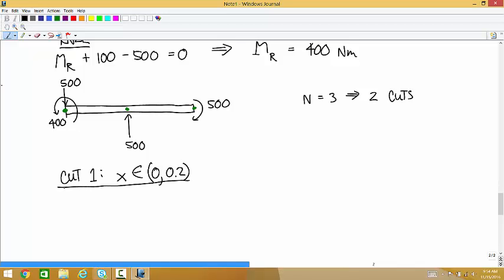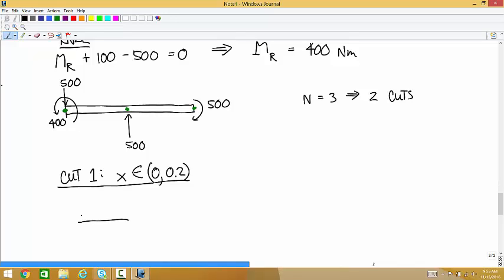But that doesn't mean I'm going to draw a free body diagram that goes from just to the right of 0 to just to the left of 0.2. What it means is I'm going to have a free body diagram that goes all the way from the left, including that left endpoint, to a right endpoint that falls anywhere in between 0 and 0.2. It falls a distance x from the left endpoint, and that x can be between 0 and 0.2. So in every one of our cuts, we're going to go all the way from the left. And it's the right end that x represents.